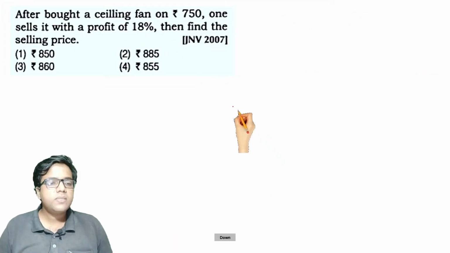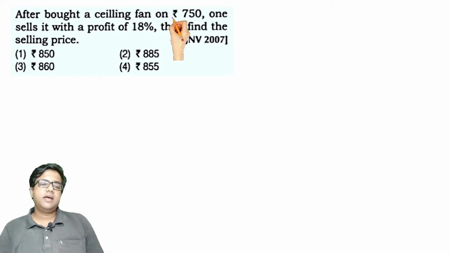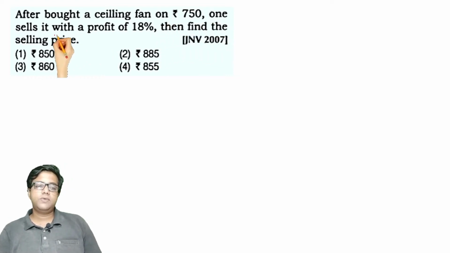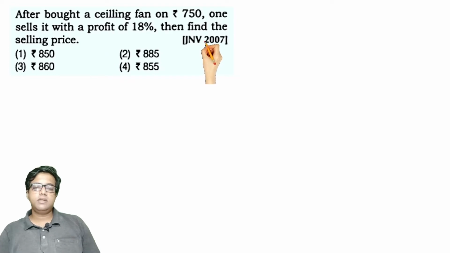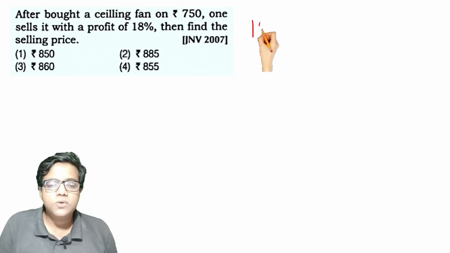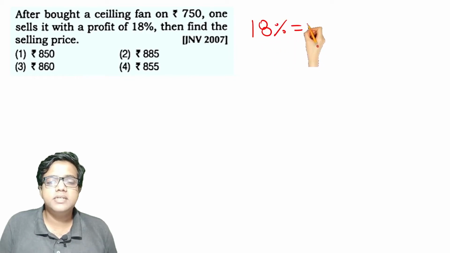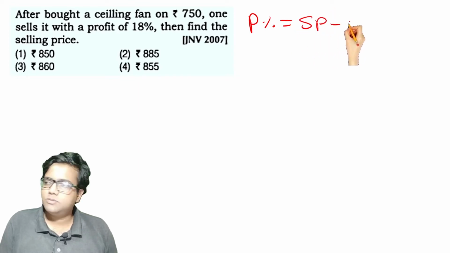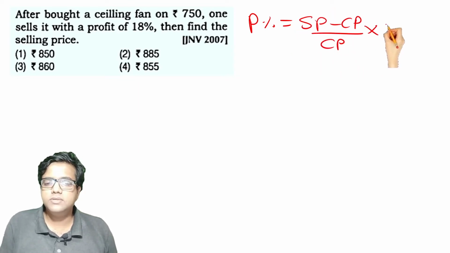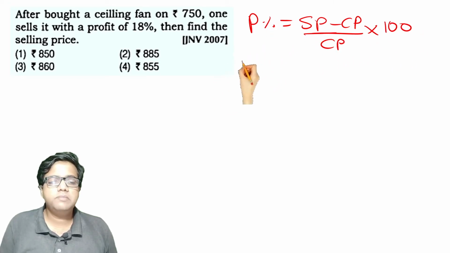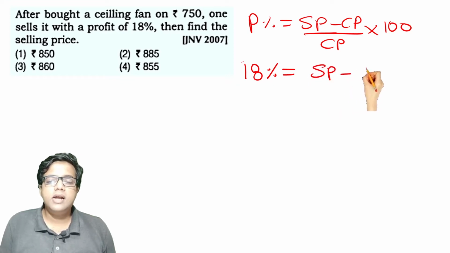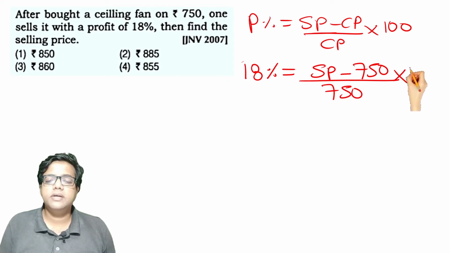Let's move ahead. After buying a ceiling fan for 750 rupees, one sells it with a profit of 18%. Then find the selling price. Again, the same kind of question. So he sold the ceiling fan at a profit of 18%. You know the profit percentage formula, which is selling price minus cost price, by cost price, into 100, right? Profit percentage is 18%. The selling price we don't know, and the cost price is 750, into 100.